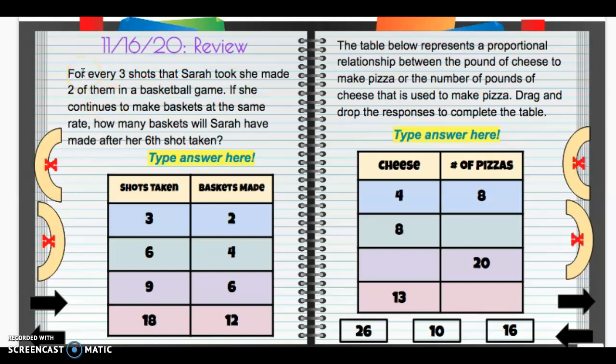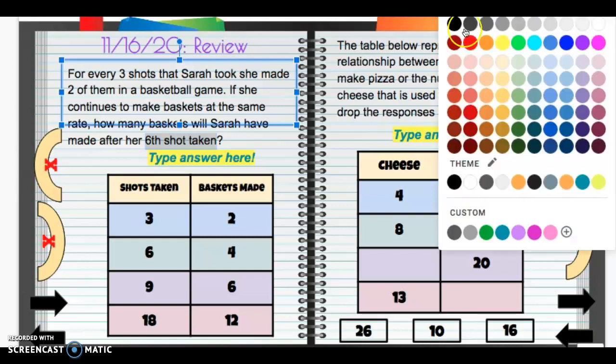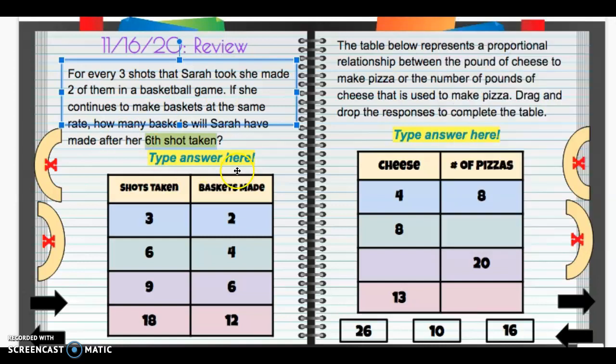Okay, so for review from last week, we have to look at this chart. It says for every 3 shots that Sarah took, she made 2 of them in her basketball game. If she continues to make the baskets at the same rate, how many baskets will Sarah have made after her 6th shot taken? So we are trying to figure out how many baskets Sarah would make at this rate if she had taken 6 shots.